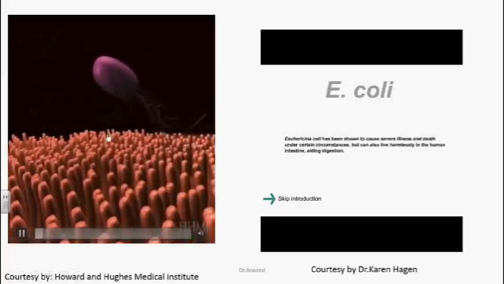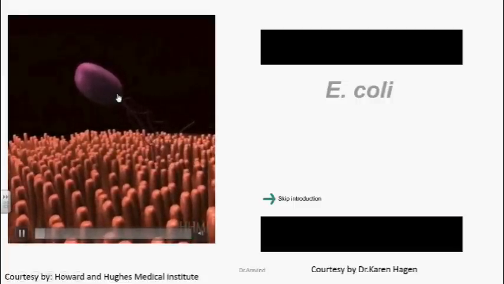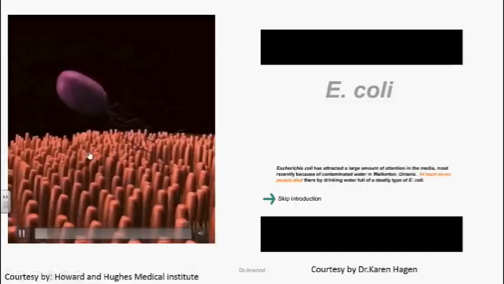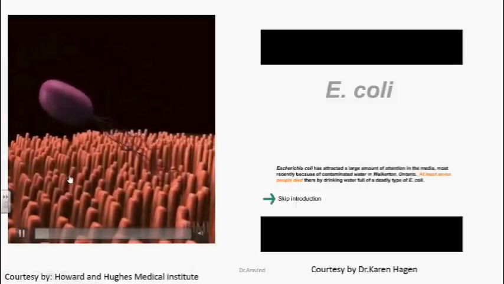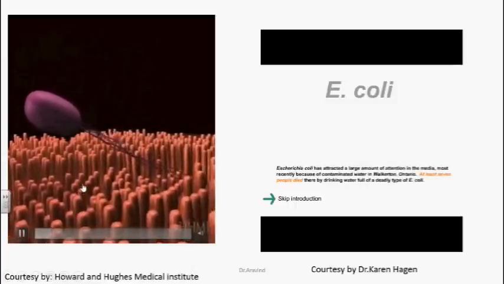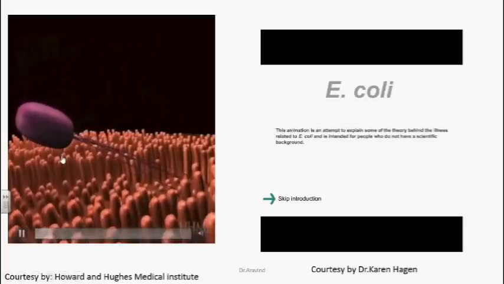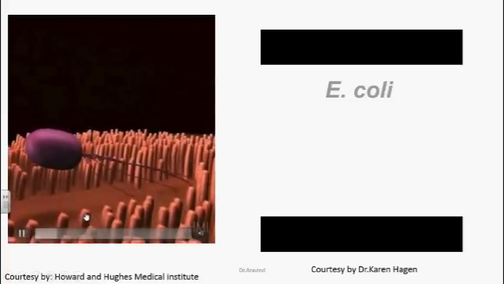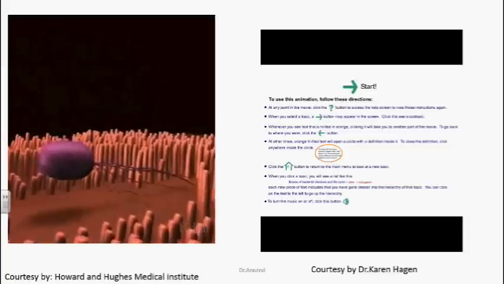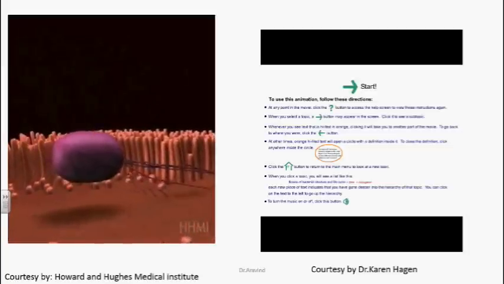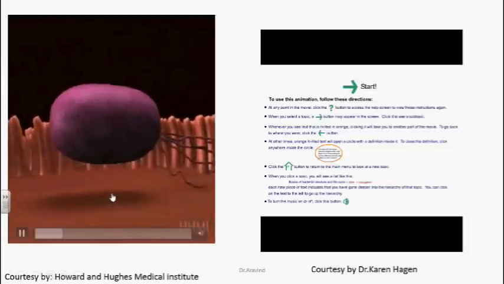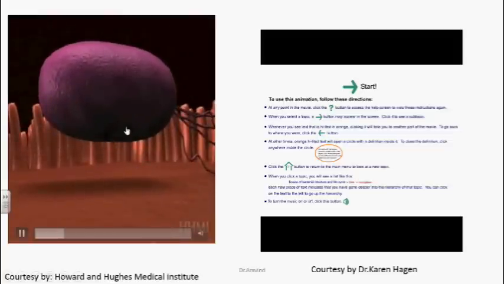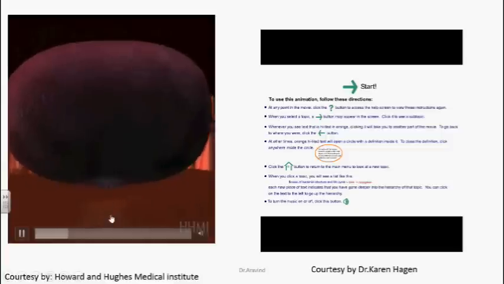The E. coli is coming, and these are the microvilli. It enters into the GI tract, into the small intestine, attaching to the enterocytes' microvilli. Once it attaches, normally it will attach with the help of pili, which is not shown in this animation, but it will attach with the help of pili.